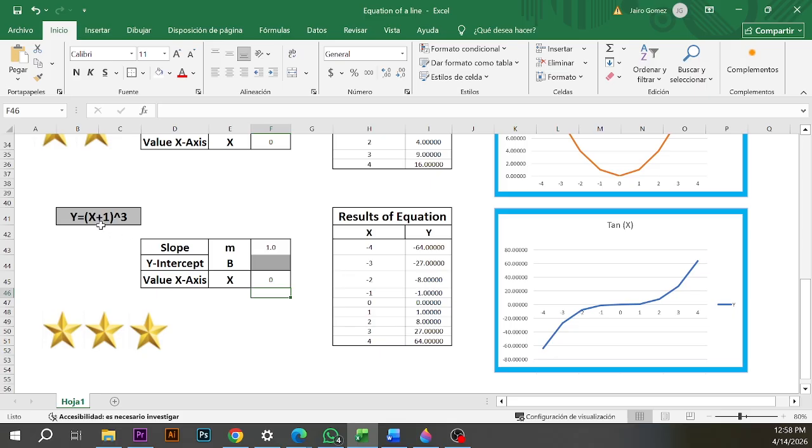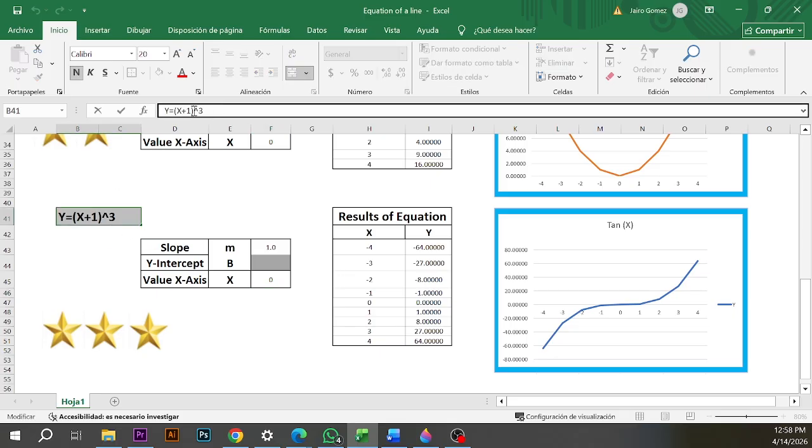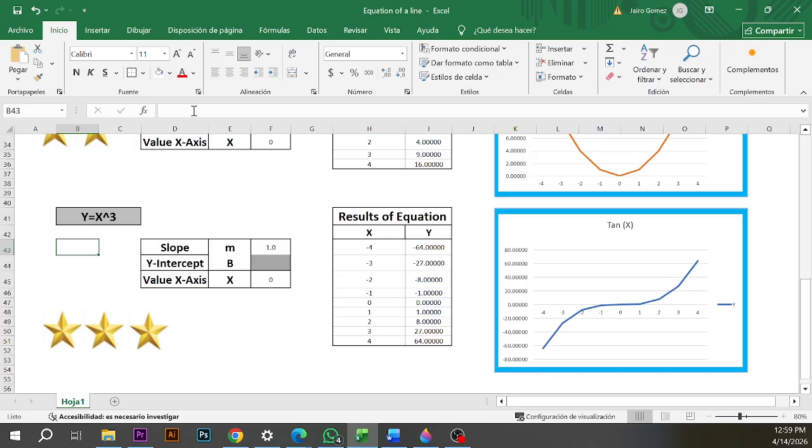So let's put it back the way it was. Something for you all to think about is, what would happen if we actually had a y-intercept, if we were to increase it, decrease it, if there's any change? Well, I'll leave that up to you to think about.